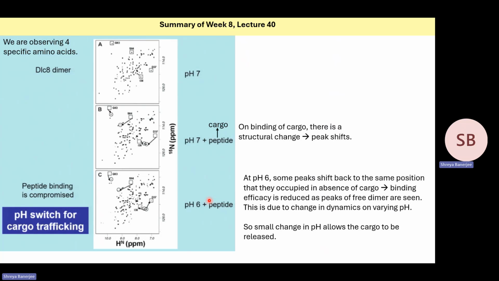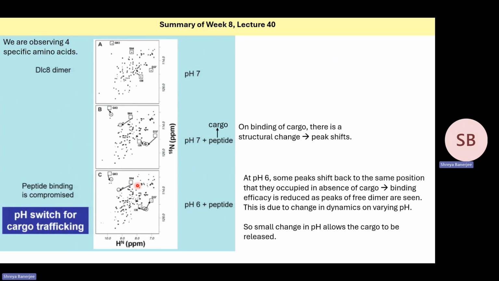Then suppose you are lowering the pH. At pH 6, some peaks shift back to the same position that they occupied in the absence of cargo. So in the absence of cargo, the peaks were occupying this square position. When the cargo is there, the peaks move to the circular position. Then on lowering the pH, some of the peaks will go back to the square position and some will remain in the circular position. If that happens, the binding efficiency is reduced. So on lowering the pH, the binding efficiency is reduced.